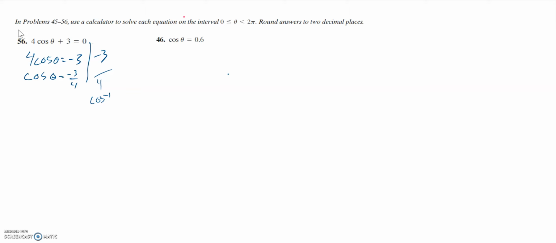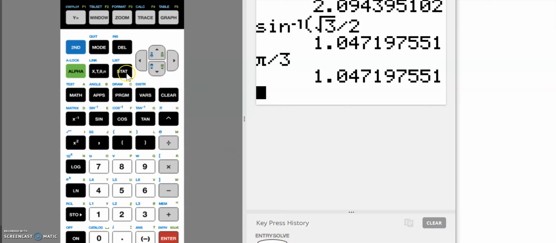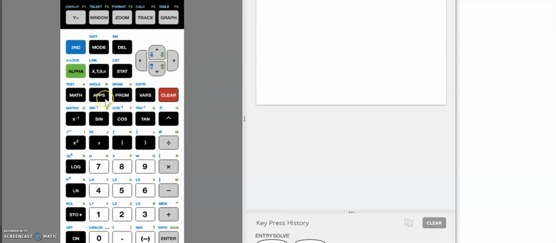And now I'm looking for a cosine answer where I input an angle or a radian, and I get negative 3 over 4 for the x coordinate. There is no unit circle answer for that. So this is where I need to use the calculator to solve, and we will round to 2 decimals on this.